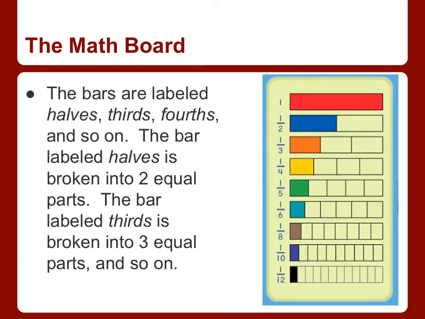All of the bars underneath the whole are labeled halves, thirds, fourths, and so on. The bar labeled halves is broken into 2 equal parts. The bar labeled thirds is broken into 3 equal parts, and so on. Here, this bar is labeled fourths, 1/4, and there are 1, 2, 3, 4 equal parts.